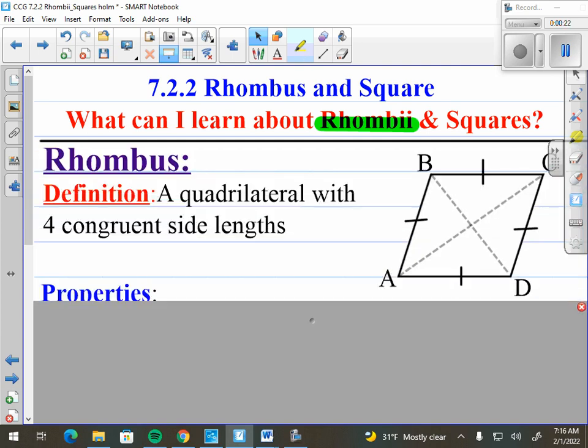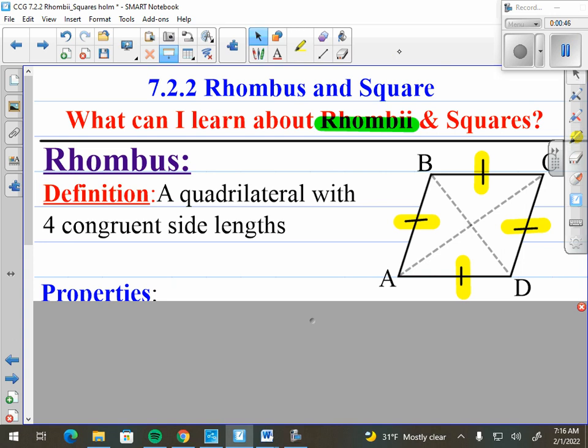So take a second, pause the video, and write down the definition of a rhombus. A quadrilateral with 4 congruent side lengths. Remember that a definition of a shape is the bare minimum that we know about that shape. It's the least amount of info we need to create it. So I'm going to go ahead and highlight the markings because there's 4 congruent sides.